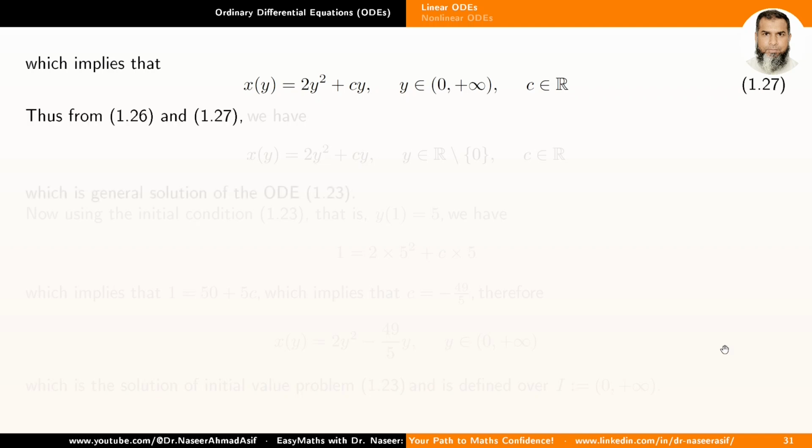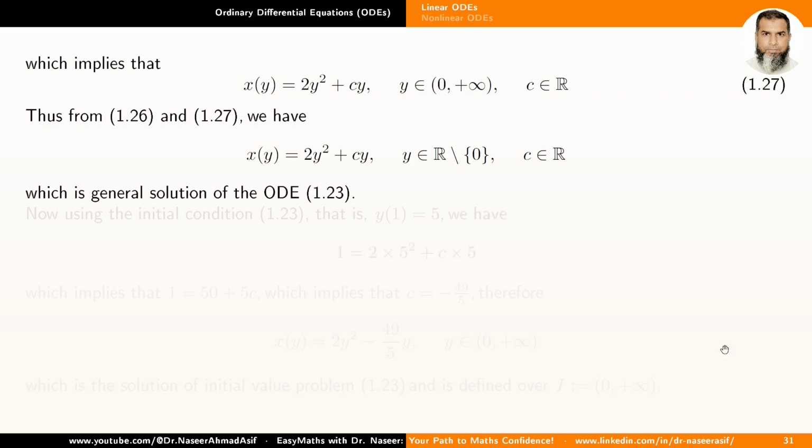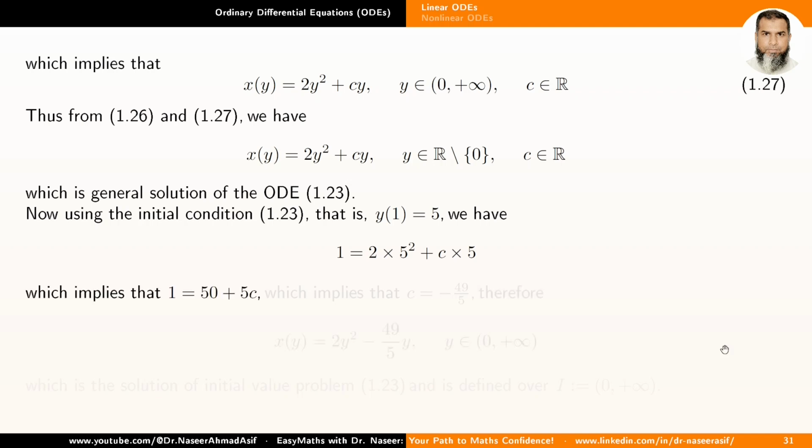Thus from equations 1.26 and 1.27 we have x of y is equal to y square plus cy, where y belongs to R other than 0 and c is the arbitrary constant, which is the general solution of the ODE 1.23. Now using the initial condition, that is y of 1 is equal to 5, we have 1 is equal to 2 into 5 square plus c into 5. So we have 1 equal to 50 plus 5c. So c is equal to minus 49 by 5.